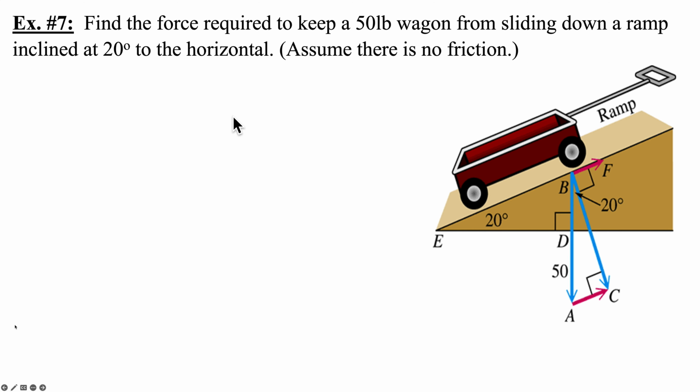Example 7 says find the force required to keep a 50-pound wagon from sliding down a ramp inclined at 20 degrees to the horizontal. We're going to assume that there is no friction here, so the wheels will just roll freely. Okay, so here's my ramp. They gave me all kinds of letters in the diagram. Let's describe the vector forces here.